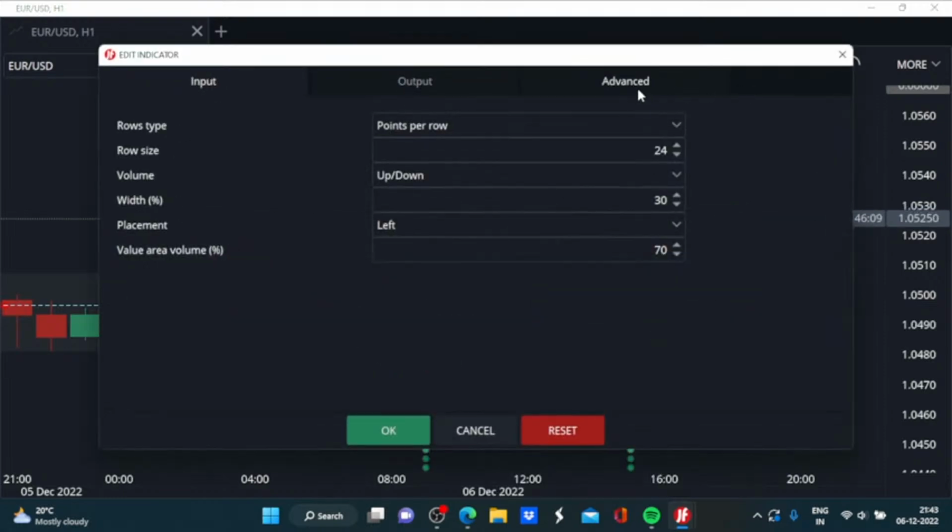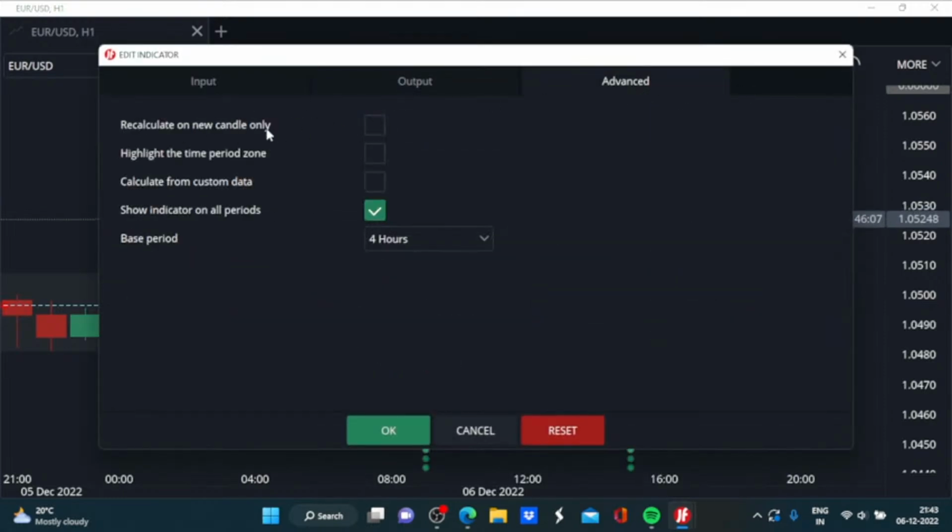Okay, so if we opt out of this, then the output value of the indicator is going to keep varying throughout the current calculation period. Highlight the time period zone. I don't really think there is any particular use of it, since this is an indicator which has the default cluster of 4 candles, so that is going to be quite evident.